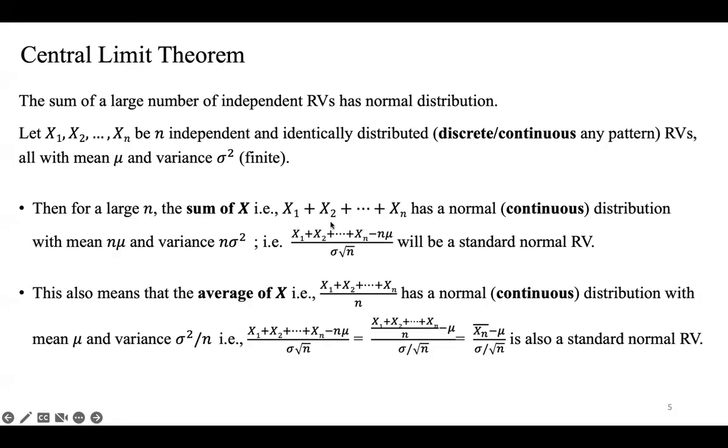So we have that distribution here, denoted as this bit here. And then we can subtract the mean and divide the whole thing by its standard deviation. So in that, it's going to be sigma root n here. Once that happens, this new distribution is going to become a standard normal random variable.